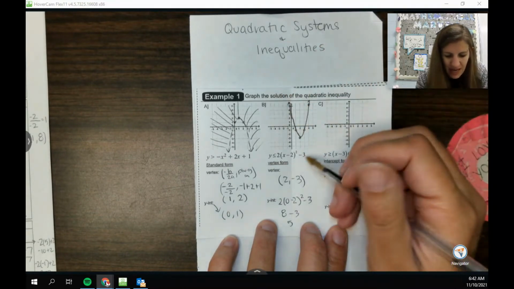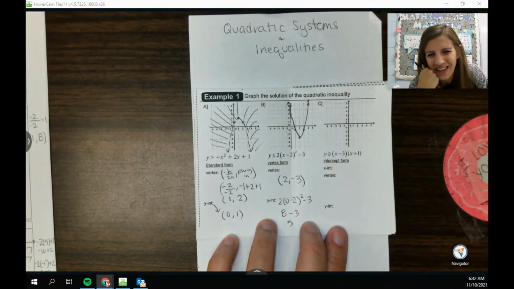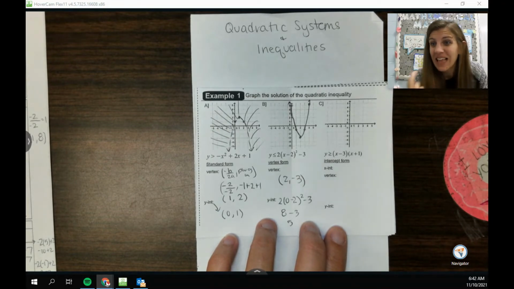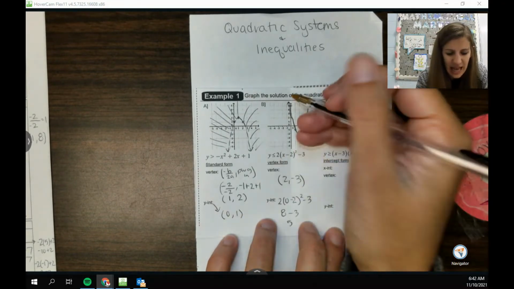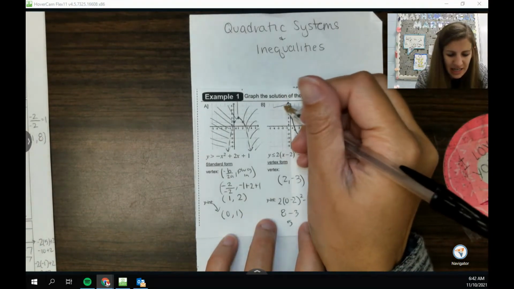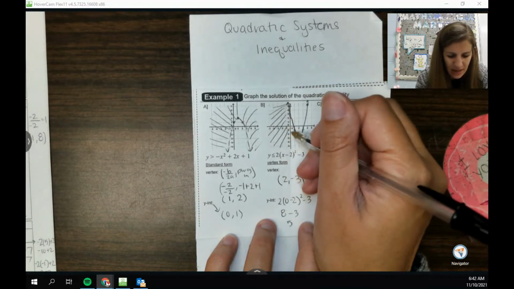My goodness, I'm hitting my fold line under there. And now we're less. So less is going to be under. And so under this parabola is kind of all the stuff outside of it.